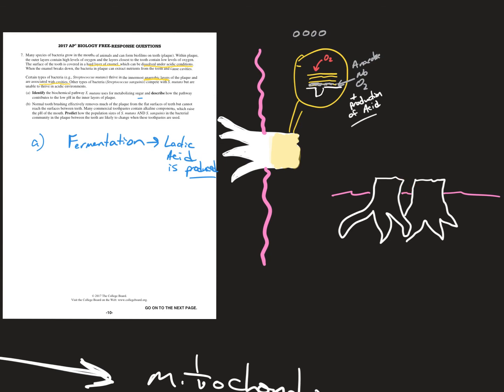But remember what they said up here about sanguinis versus mutans. The mutans thrives in acid, but the sanguinis is downregulated by acid. It can't compete with mutans in that acidic environment. So now you're getting rid of the acidic environment, so you would expect the population of sanguinis to go up, and the population of mutans to go down.